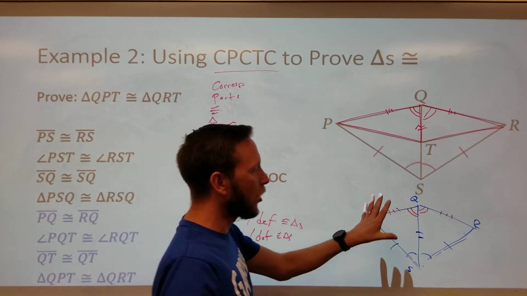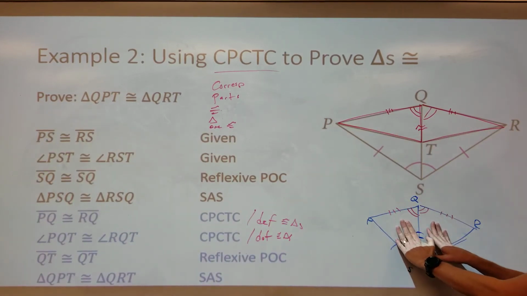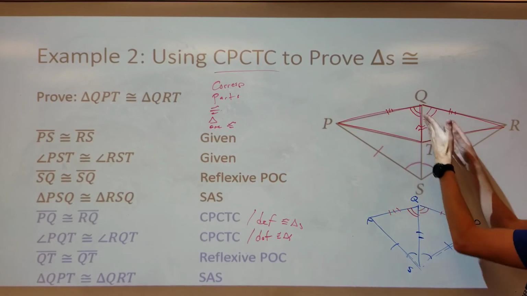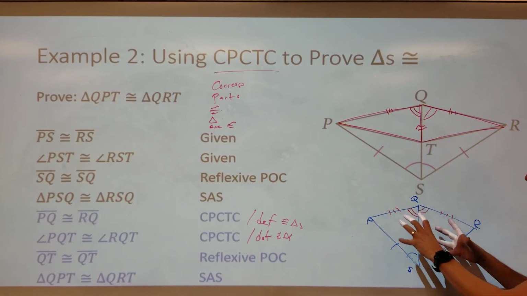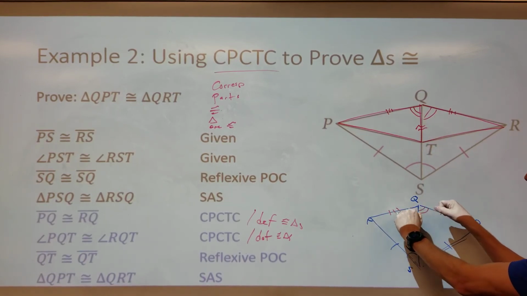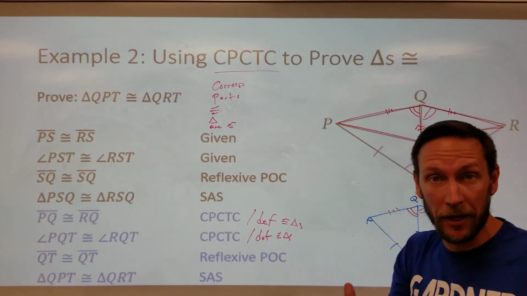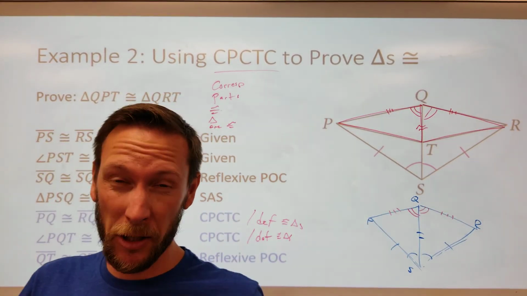So what we've done here, and what I want for you to recognize, is that we have taken one pair of congruent triangles that share overlapping parts with another pair of congruent triangles, and we've used those overlapping parts, or those shared pieces, to prove another pair of triangles congruent. This is pretty tough work.